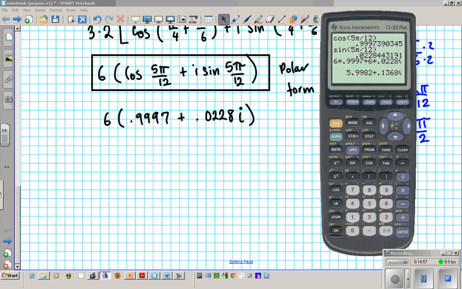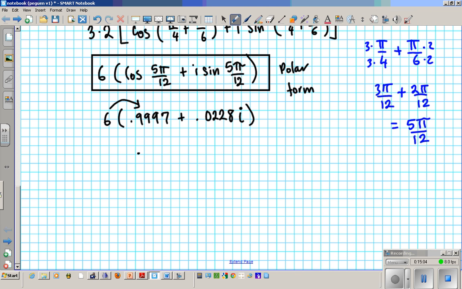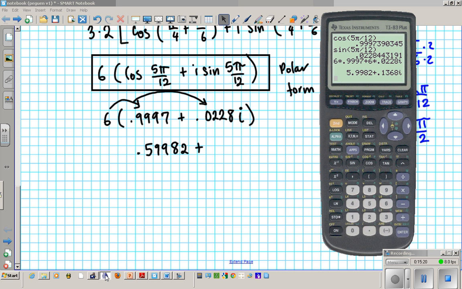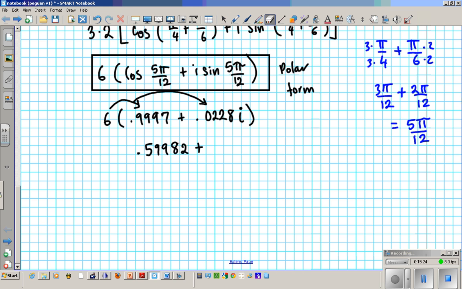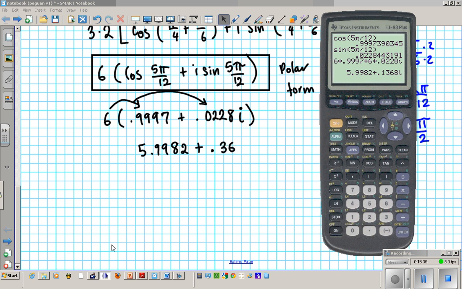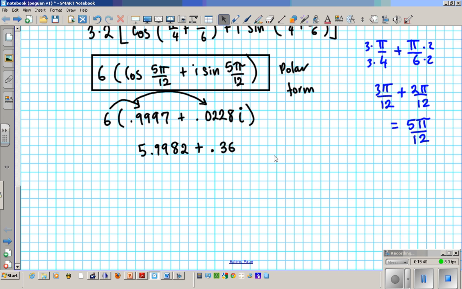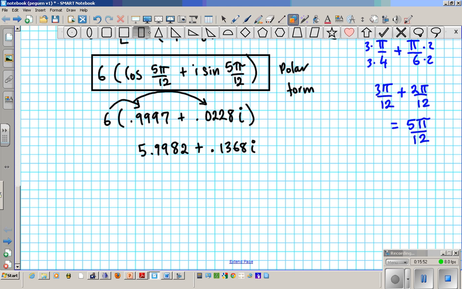So your answer is going to be, when you distribute 6 to the first one, 1.5529, and then when you distribute 6 to this one right here, you're going to get 5.7956 I. Alright, so there goes your final answer in rectangular form.